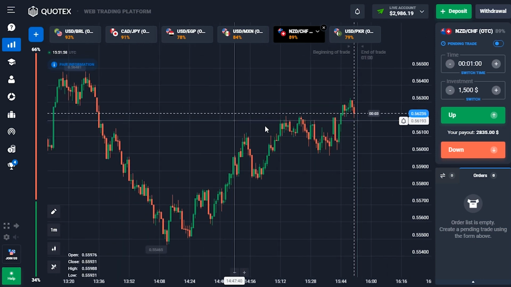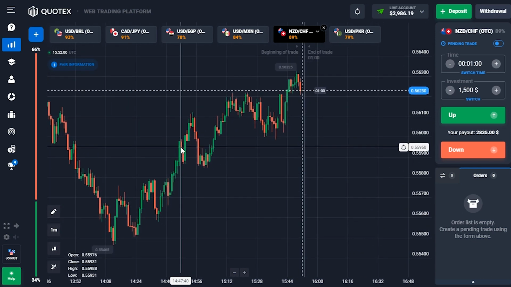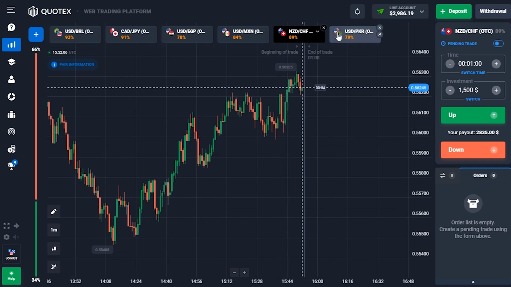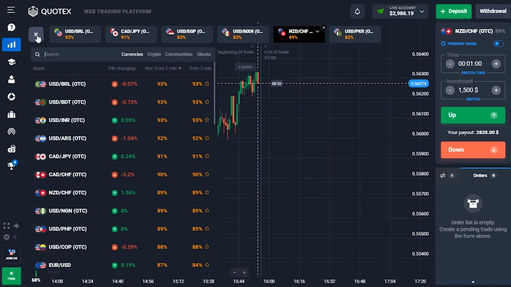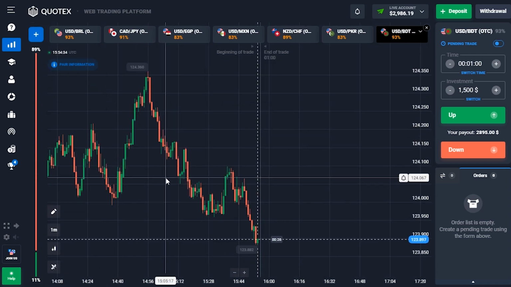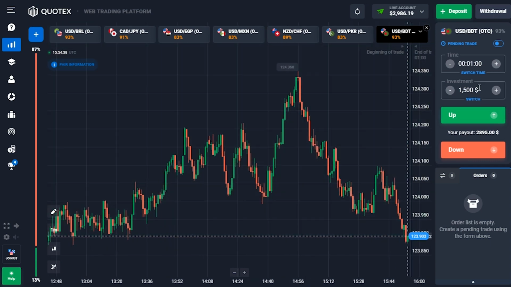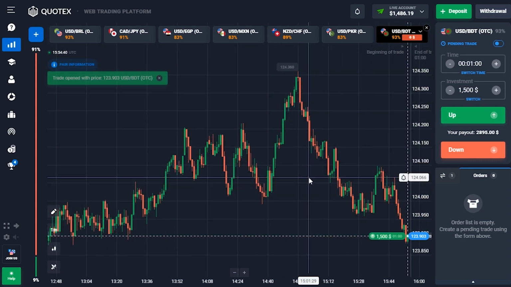And we also see an uptrend on this currency pair. We are already a little late to open a trade, so I want to add another currency pair. Let it be United States dollar and Bangladesh taka. Here we see a strong bearish movement, but let's see what happened a little earlier. We can see that the price is at the support level, so my trade will be up here.